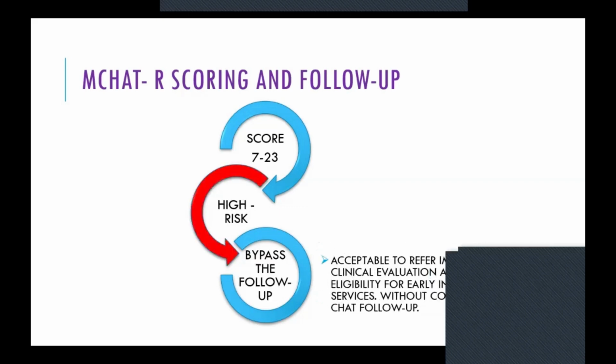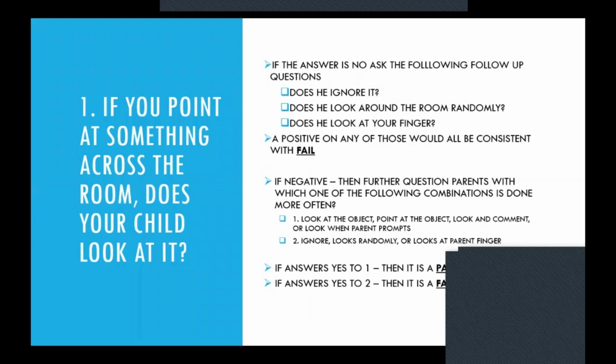And then they suggest at 7, and it says 7 to 23, but it's actually 7 to 20. That's the old score for the previous MChat. But the 7 and above, they say you can just automatically refer them.